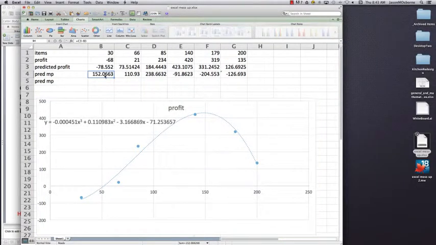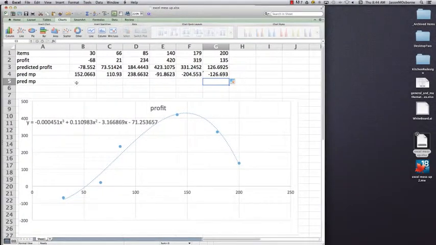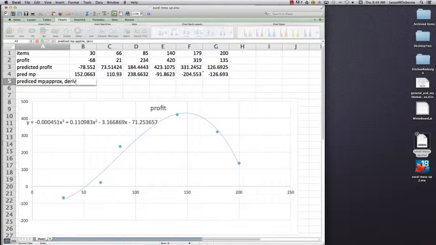So now I'm feeling more confident in our answer. So if we drag these across here, oh, it looks like those have updated. Okay. And then what we need to do is update the derivative, the predicted marginal profit, and maybe what we should say here instead is using the predicted marginal profit approximation, which is the derivative of the profit.